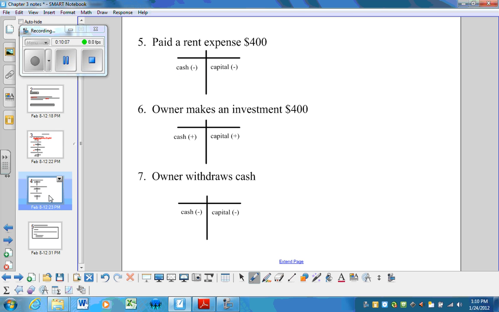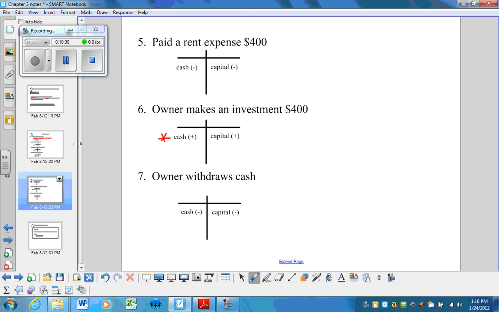Number 5, paid a rent expense, $400. Your cash is going down, your capital is going down. They're on opposite sides, but they're both being decreased. Number 6, owner makes an investment of $400. So the owner is giving the business $400. The business's cash is going up, and the capital of the business is going up.